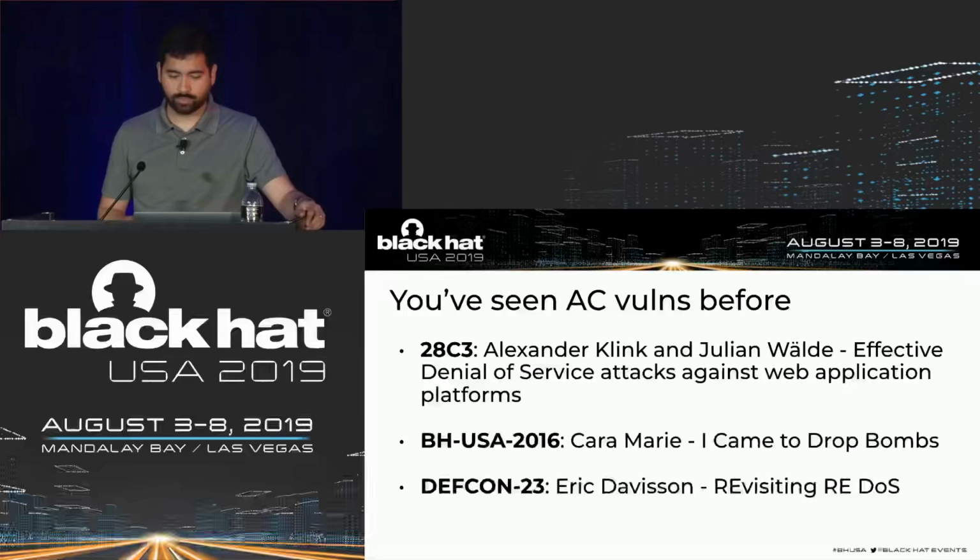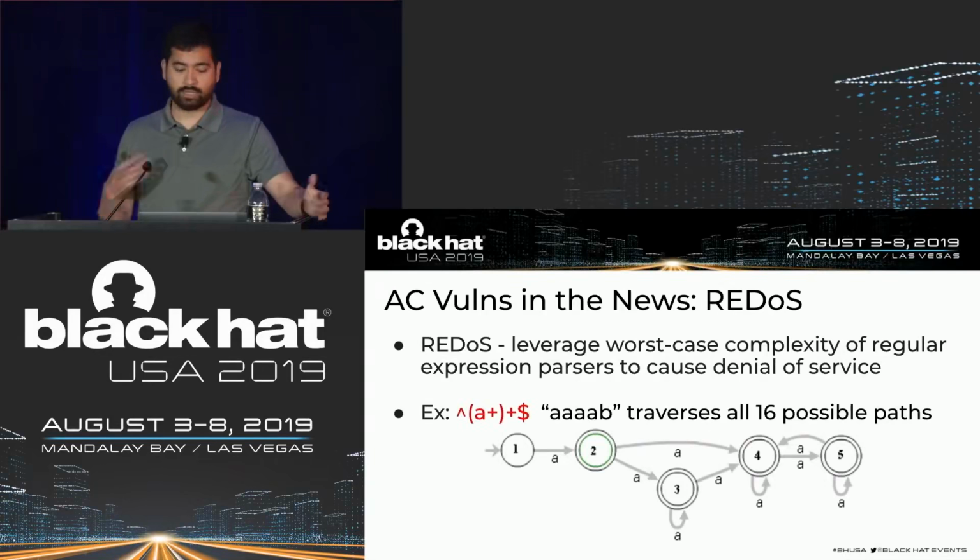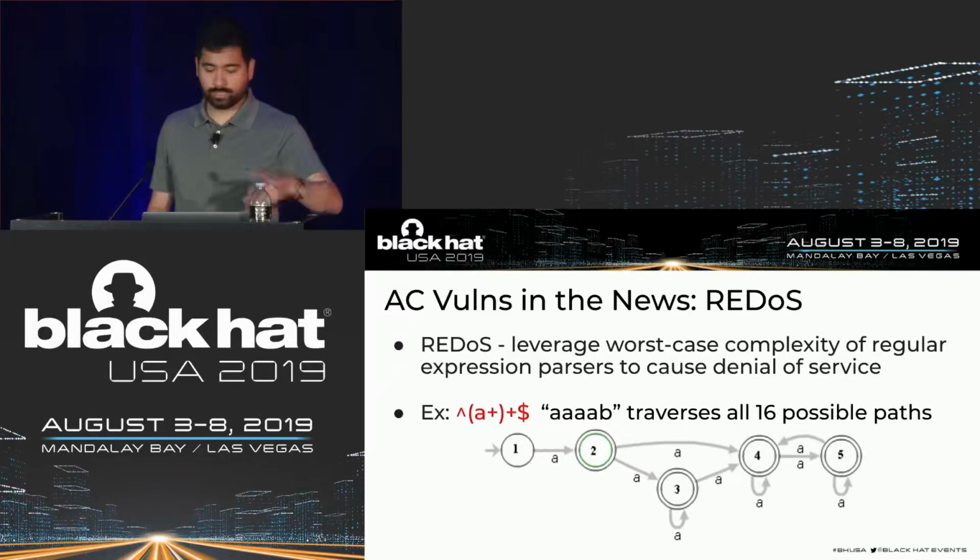Also in 2016, Eric Davison gave a talk about revisiting regular expression denial of service. Let's dig into RDOS real quick, sort of explain what's going on there. So in RDOS, you have some regular expression, and you want to parse some candidate string. And a typical way of representing your regular expression is through some finite automata. So in this case, we have an NFA that's generated by that regular expression in red. And you'll notice that there's some ambiguity in that NFA. So there are multiple outgoing arrows that represent the same character.